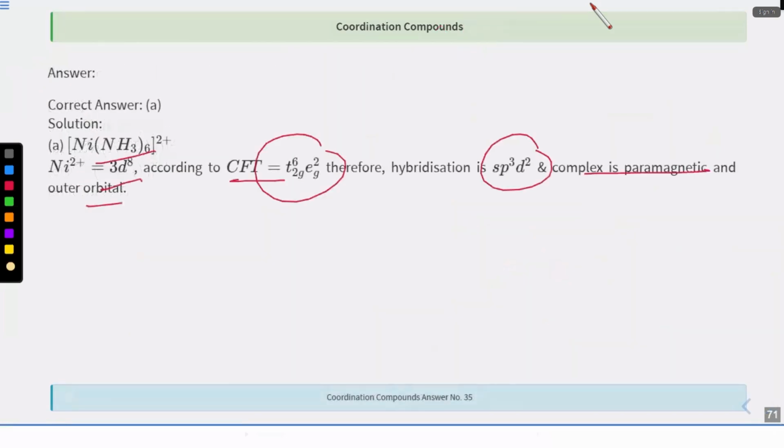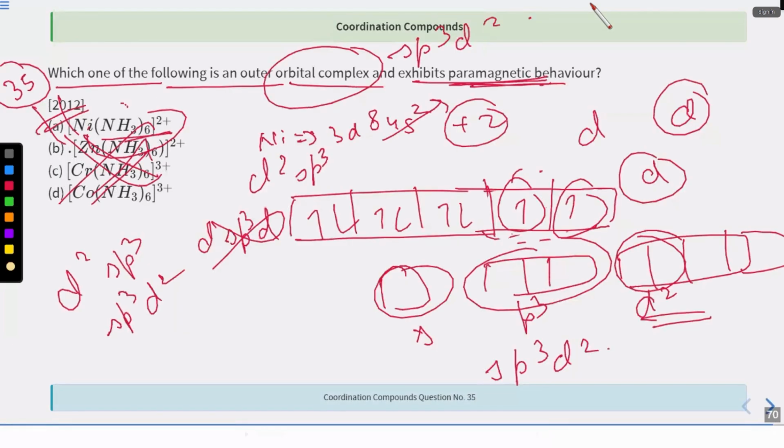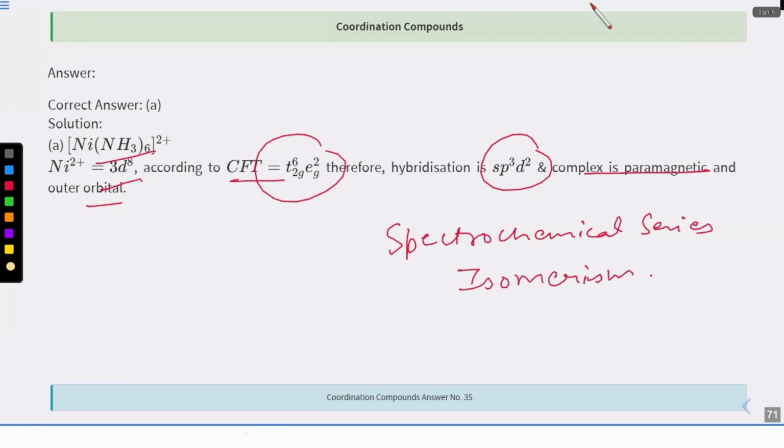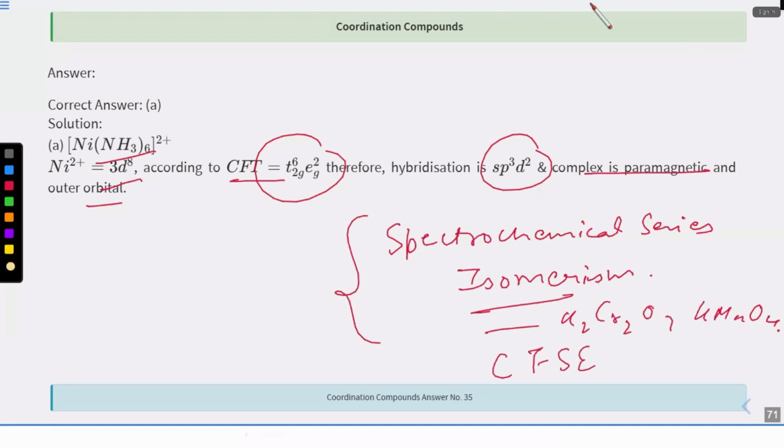So here the coordination compounds chapter ends. I think we discussed a lot of questions from previous year JEE Mains. And if you are able to do these 35 questions correctly, then you are prepared for JEE Mains. Just remember three, four things. You should remember the spectrochemical series. You should know isomerism and certain things which you need to mug up, as I told you about cisplatin. These three, four things, and about K2Cr2O7, KMnO4, about CFSE basics. If you know these, then you are good to go for JEE Mains.